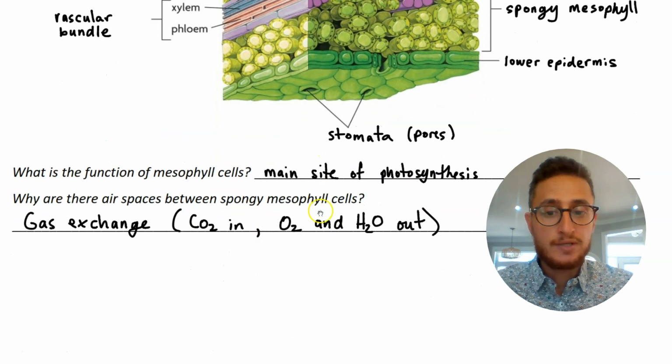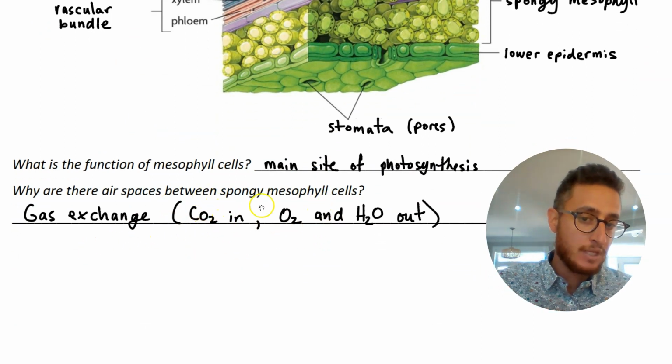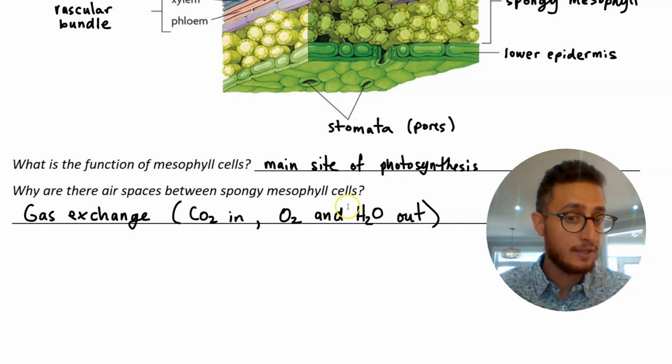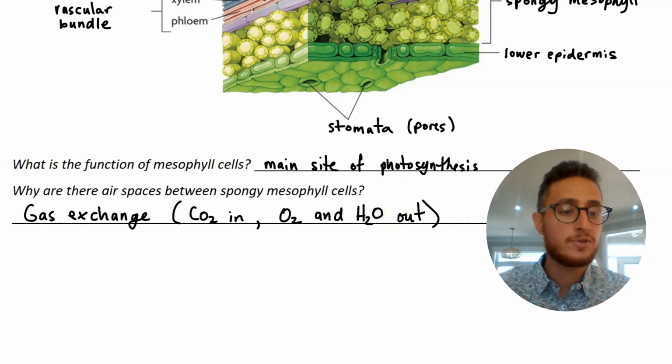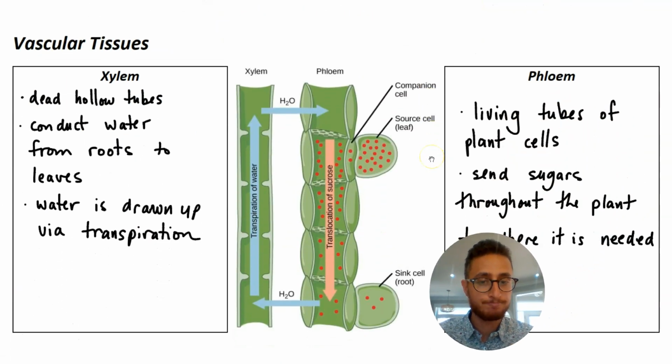Why are those air spaces there? Well, that's for gas exchange, CO2 in, and oxygen and some water out. Now, you may think that that's just accidental, that that's a bad thing for the plant, and to some degree it is. We're going to revisit in a minute how the plants use that water loss to their advantage.